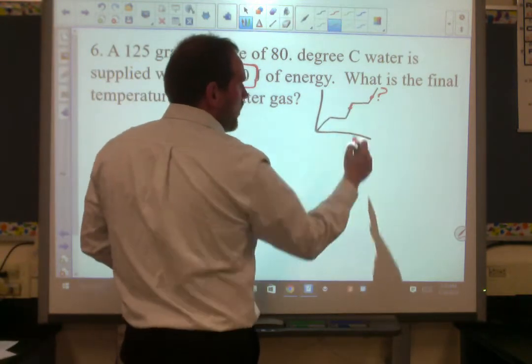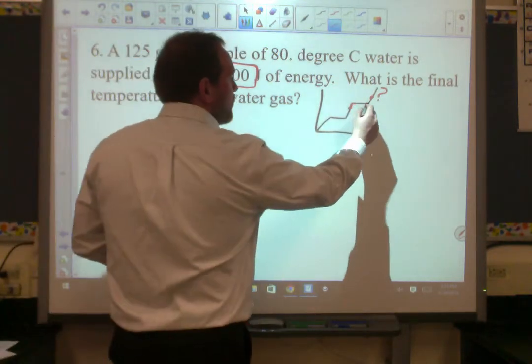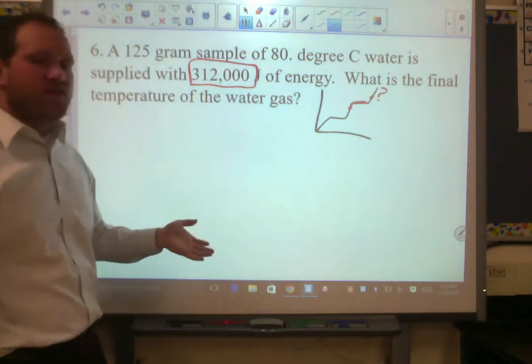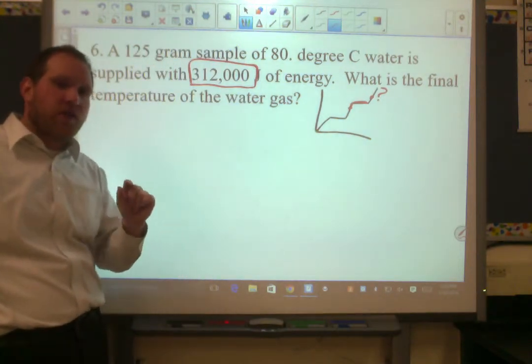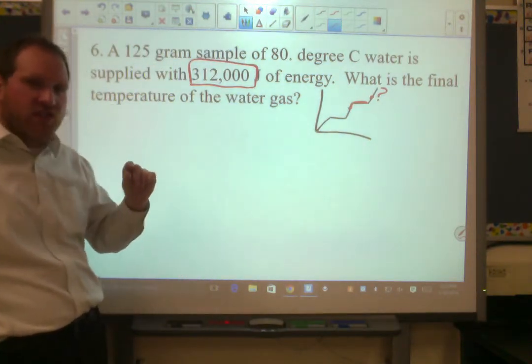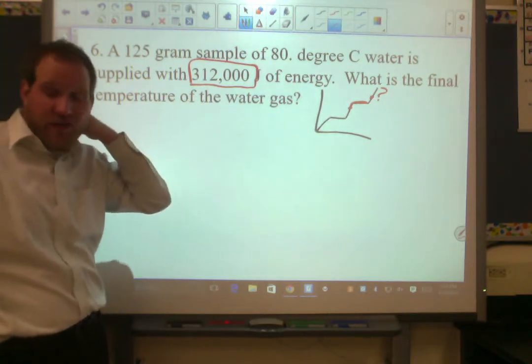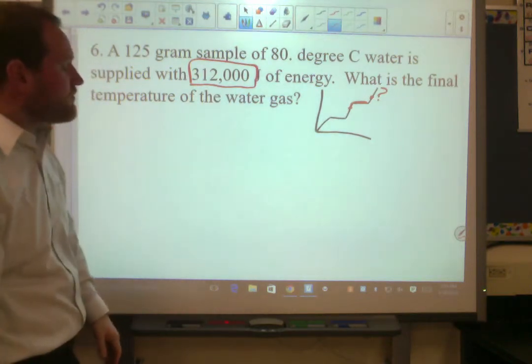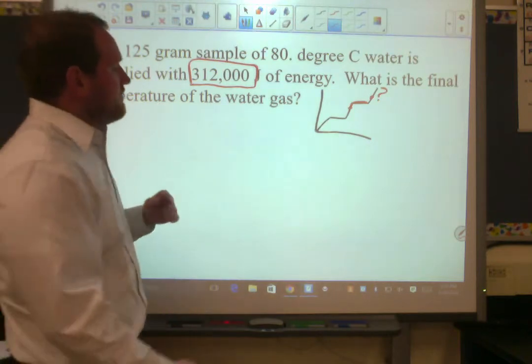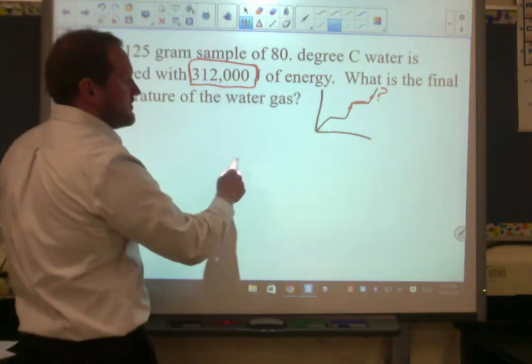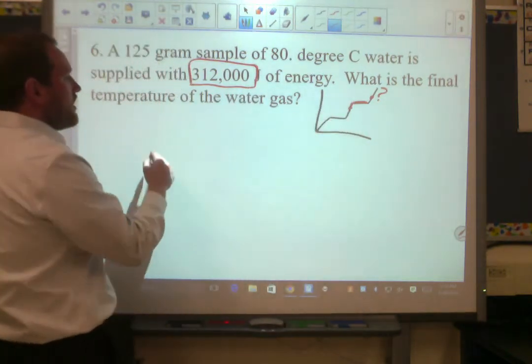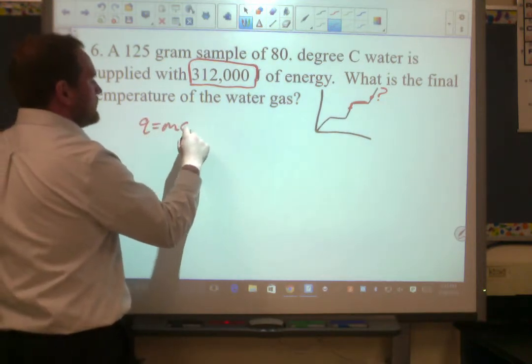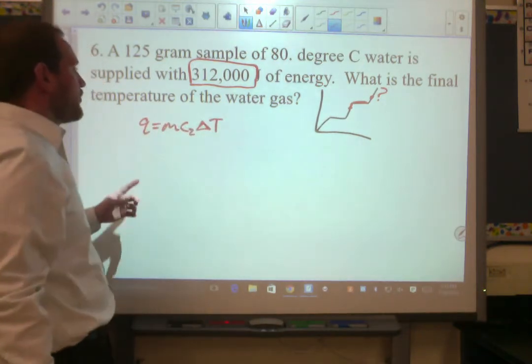First, it has to take the water up to 100. Then it has to boil all of it away. Once it's done with that, you're only going to have a little bit of energy left. That little bit of energy is what's going to actually heat that up. So you have to figure out how much of it is left over. So the first thing we do is say, how much of this 312,000 is used up just going from 80 to 100? We're going to use Q equals mc2 delta T, and you're going to solve for Q here.